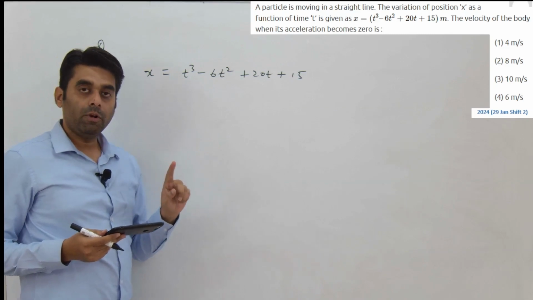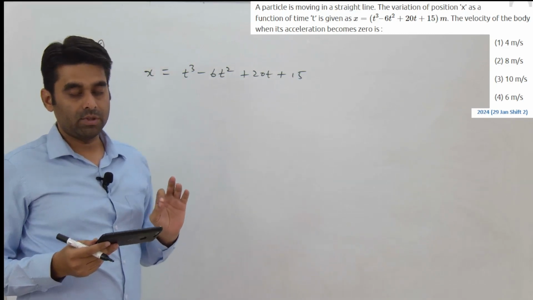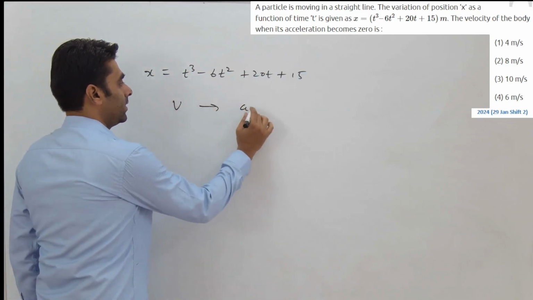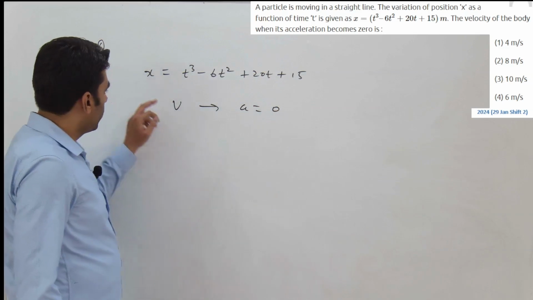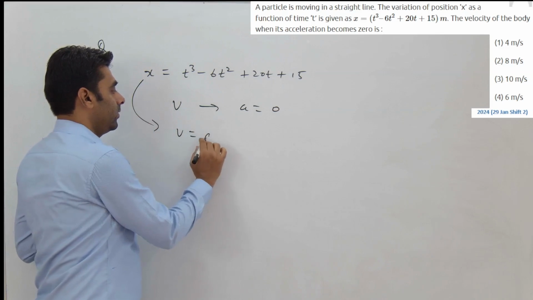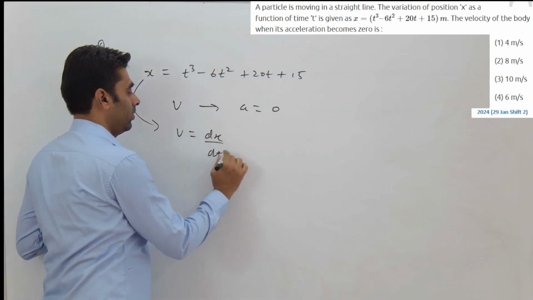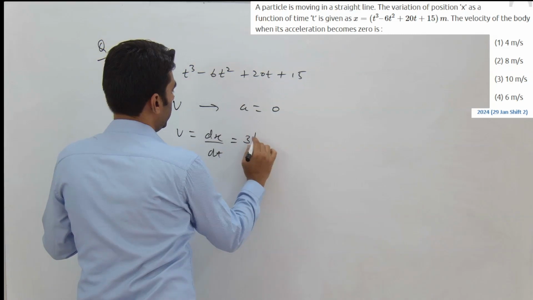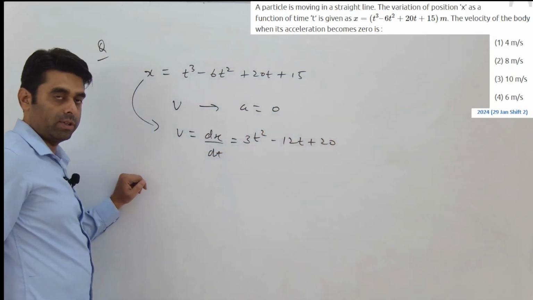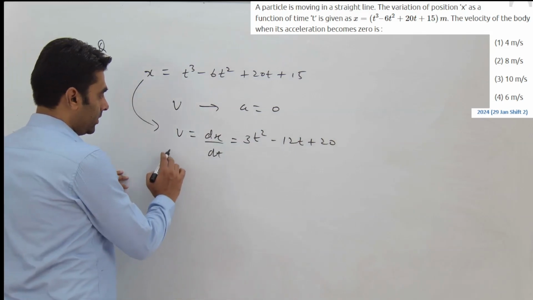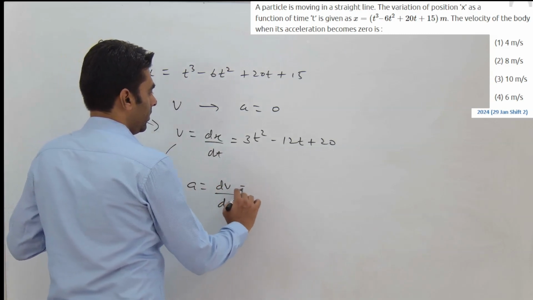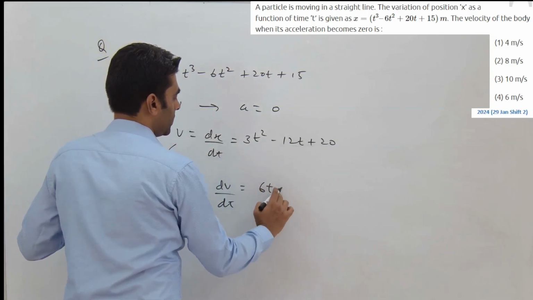Next it says the velocity of the body when its acceleration becomes 0 is. They are asking us velocity when acceleration is 0. Let's see. From this x we can find out velocity as a function of t. V is dx by dt, so we'll get 3t square minus 12t plus 20. This is our velocity function. Let's calculate acceleration. Acceleration is basically dv by dt, so if we differentiate it, 6t minus 12.